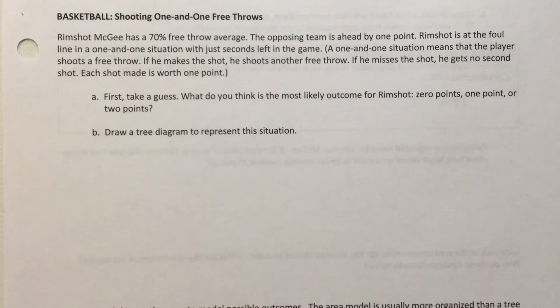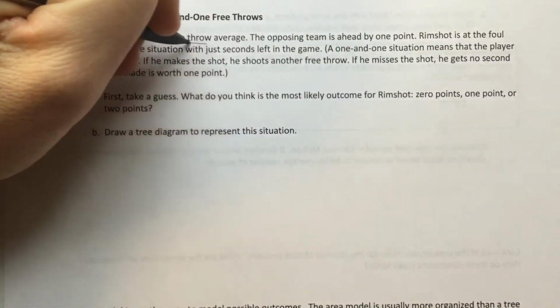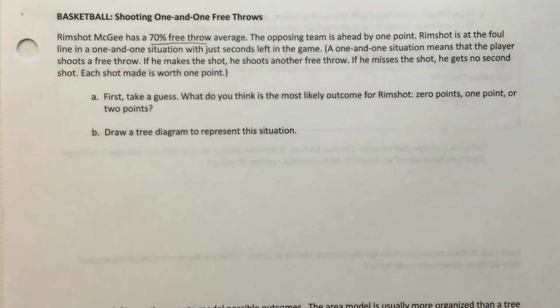All right, continuing on with our first section in chapter 10, 10.1.1, we're going to look at another situation with basketball. So it says Rimshot McGee has a 70% free throw average. The opposing team is ahead by 1 point. Rimshot is at the foul line for a 1-and-1 situation with just seconds left.